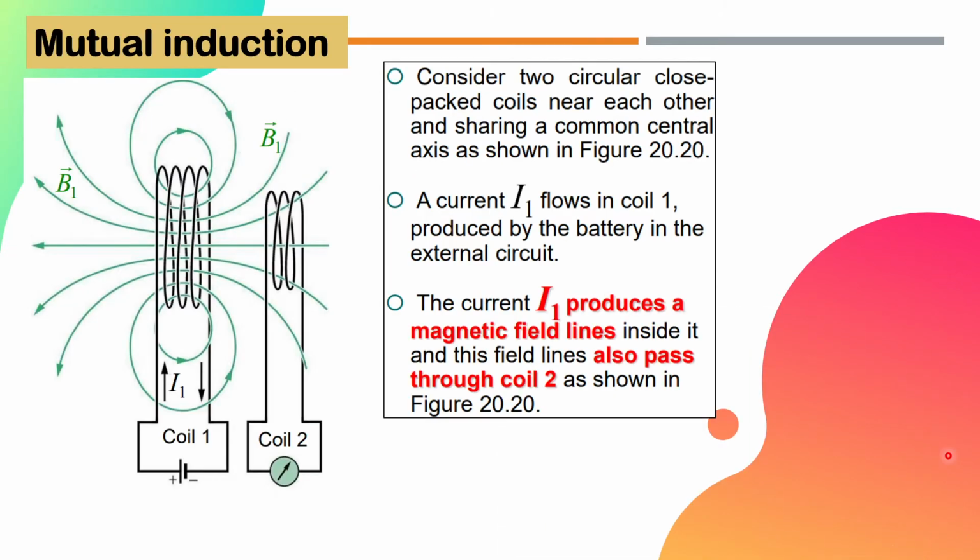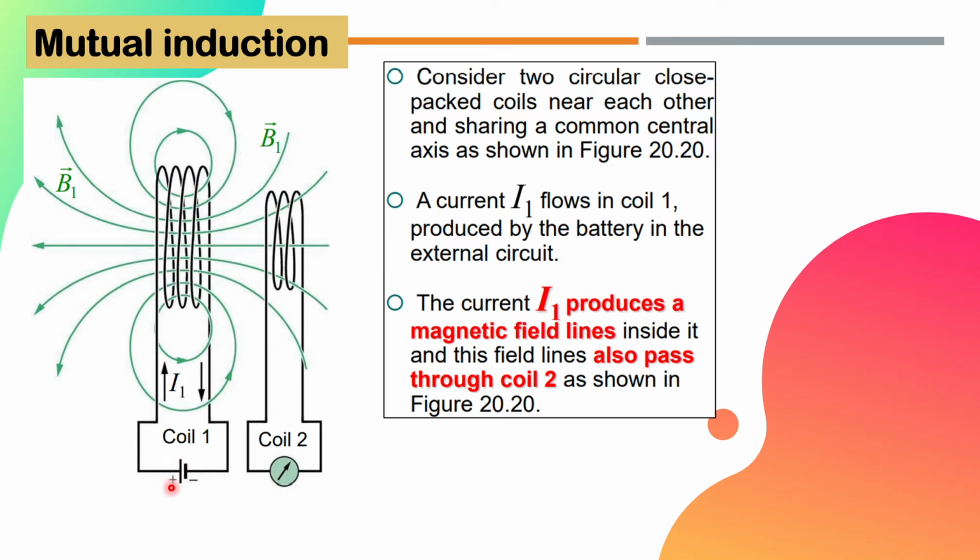Okay, so now let's proceed to mutual induction. It is different from self-induction, where self-induction involves just one solenoid or one coil, but in mutual induction there are two coils involved in this experiment. So look at coil 1 here. Coil 1 is connected with a source of voltage. Let's say this is a battery, for example.